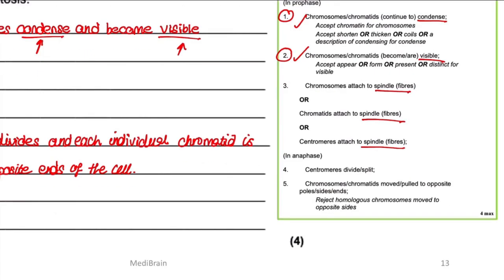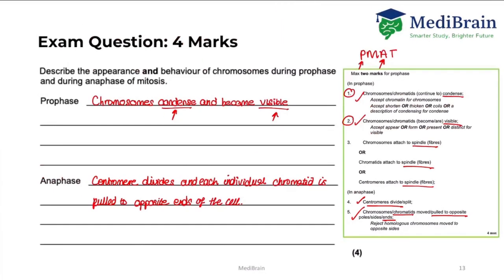prophase. In anaphase, the centromeres divide, okay, and the chromatids are pulled towards opposite ends of the cells. That's what happens in anaphase. That's the retracting stage of anaphase. Okay, so that's 4 marks there for a question like that.